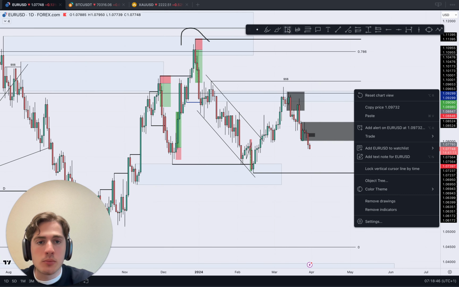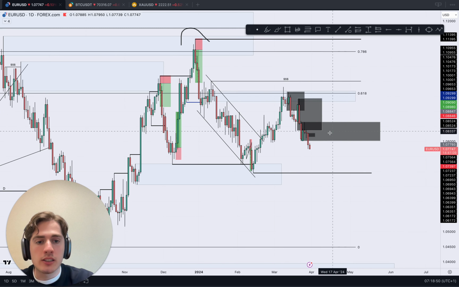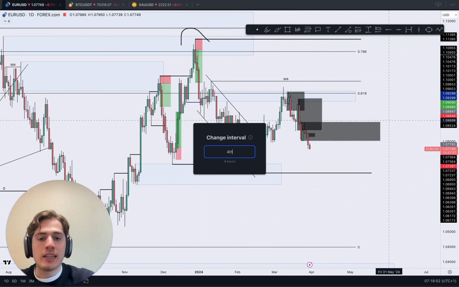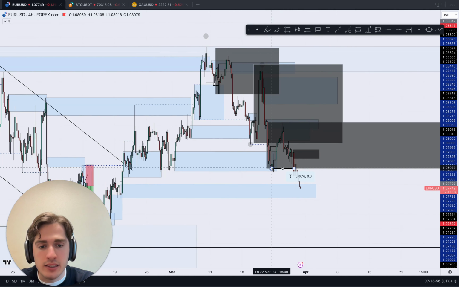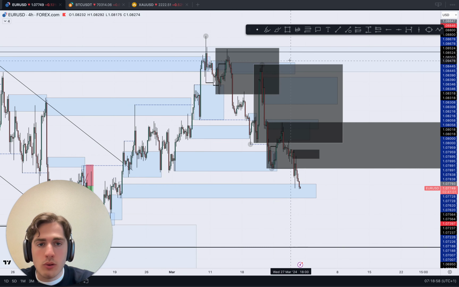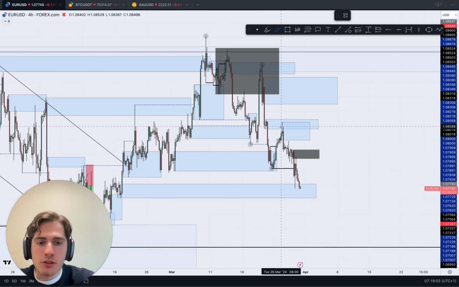So again, supply over there, then again supply over here, and now we've got a new supply zone. As long as this supply zone on the daily holds, I will be looking for further downside. And then if you look at the 4-hour, that's the entire buy before the sell. Also the current market structure on EURUSD, because this is currently your high and over here somewhere is going to be your low.